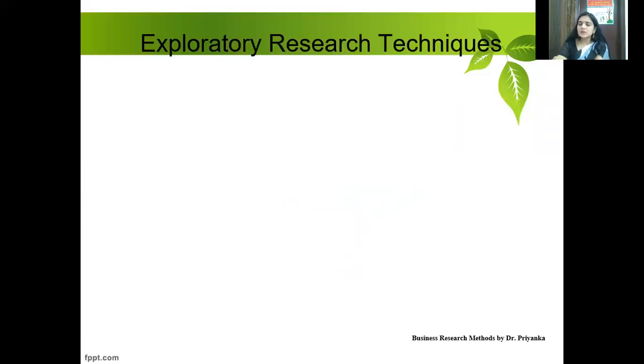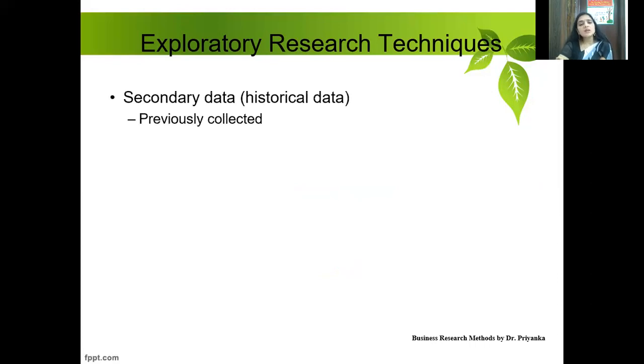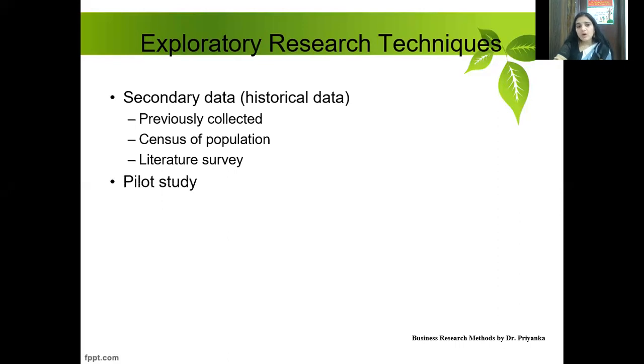Number one, exploratory research techniques. This is generally done on the basis of secondary data, and the secondary data can be collected through previously collected reports, census of population, and some literature survey. Literature survey is basically published research papers, or through a pilot study as well. We will be discussing all these methods throughout Unit 2 in other videos as well. But here I have just told you what these things are. What are the previously collected reports? What is the census of population or literature survey? And you already know about pilot study.